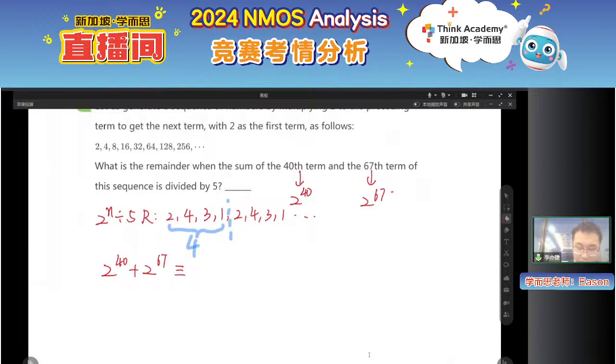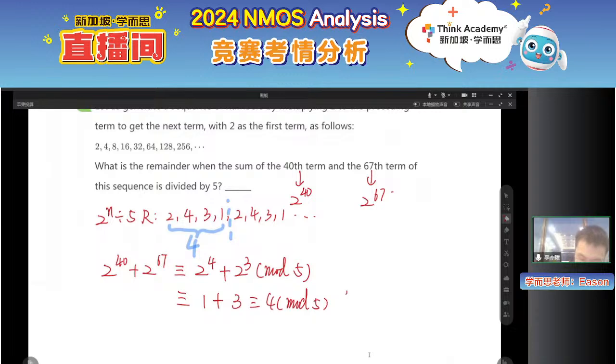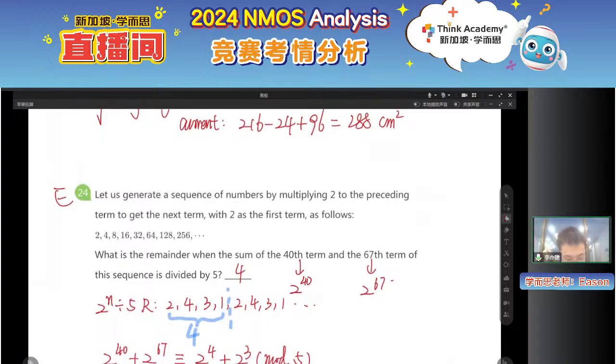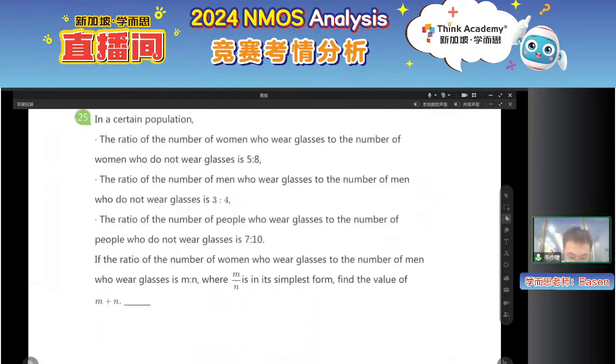So now we just use the pattern here. 40 divided by 4, remainder is 0, so it has the same remainder as the 4th term. And 67 divided by 4, remainder is 3, so it's the 3rd of the pattern. So which is 1 and 3, which is 4. An easy one? Yeah, I suppose it's an easy one for question 24. As long as you know how to calculate the remainder of an exponential, it's easy. Okay, 24, then 25.